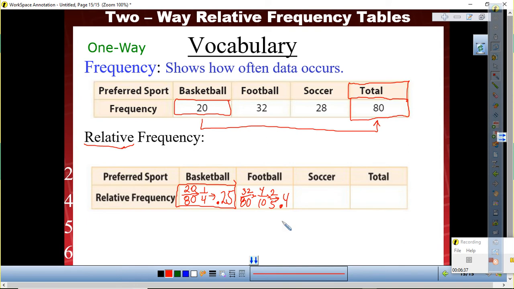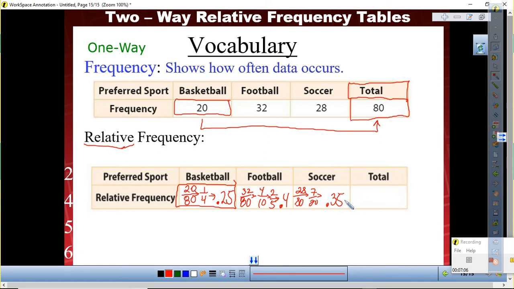Now, he reduced, but if you just did the division, that's fine. But can you reduce to 2/5? What is 2/5 in decimal? 0.4. All right. How about soccer? Nate. 28 over 80. 7 over 20 and 0.35.